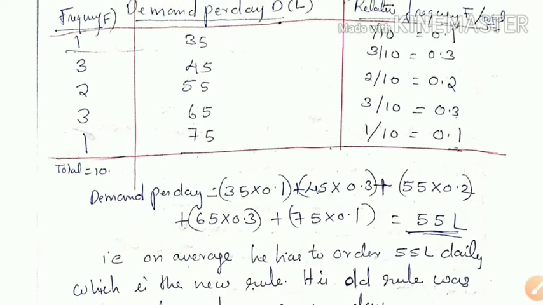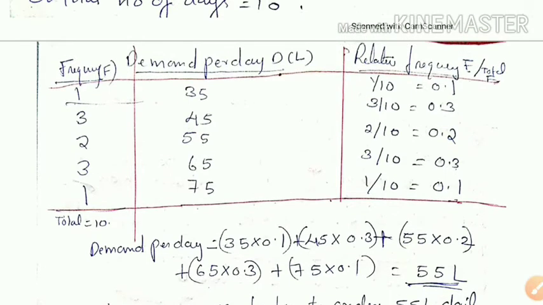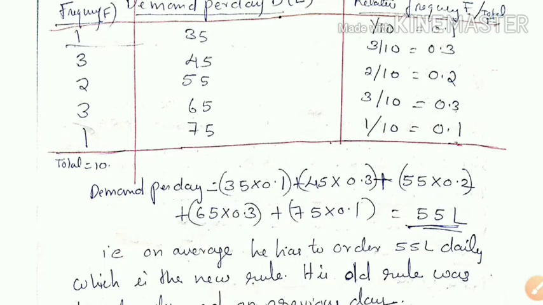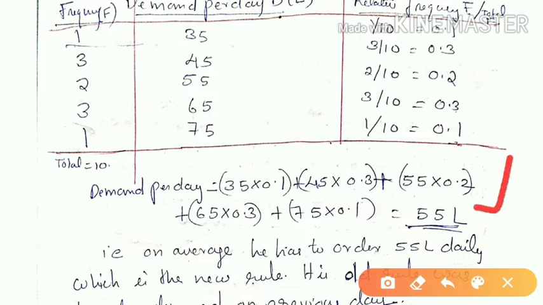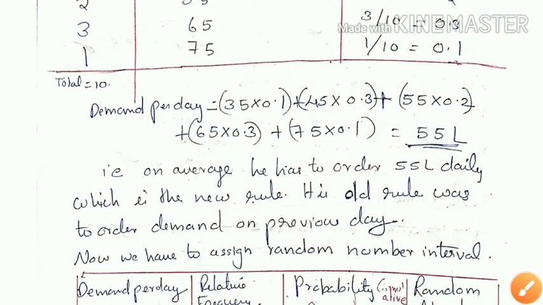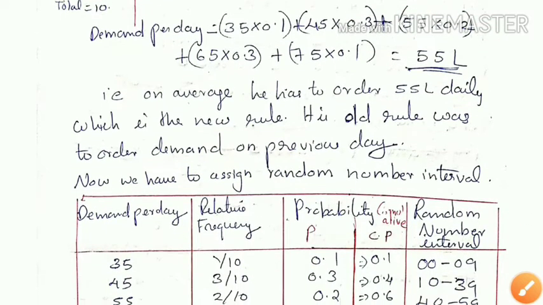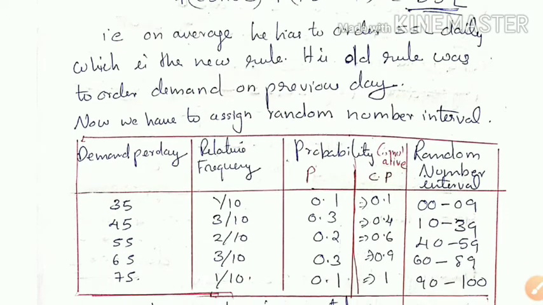Now we can calculate demand per day as the demand, that is number of liters, into its probability, that is 35 into 0.1 plus 45 into 0.3 plus 55 into 0.2 plus 65 into 0.3 plus 75 into 0.1, that is equal to 55 liters. That is, on average, he has to order 55 liters daily, which is a new rule. His old rule was to order the demand of the previous day.